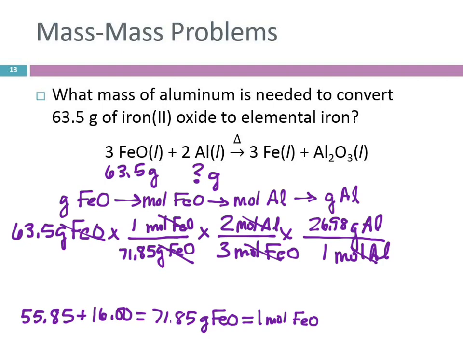63.5 times 1 if you want to, divided by 71.85 times 2, divided by 3, times 26.98 equals.